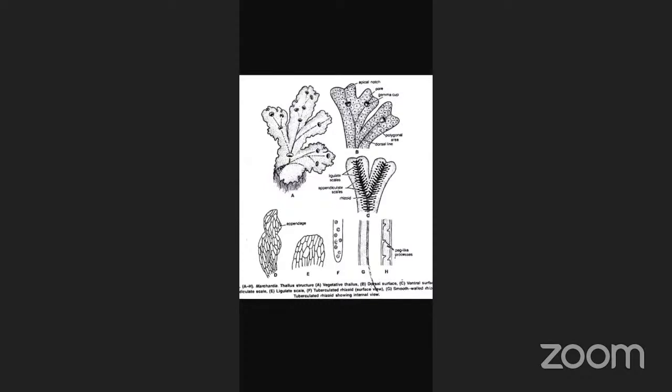This one is the Marchantia. In this second unit, we discuss the life history of Marchantia, Anthoceros, and Funaria. These three we discuss in the Bryophyta.